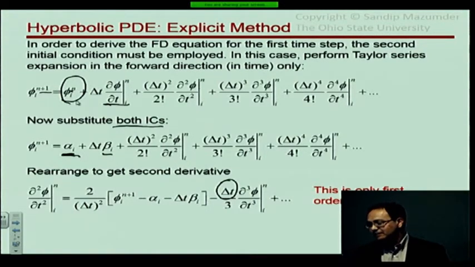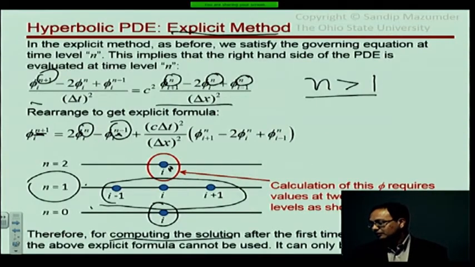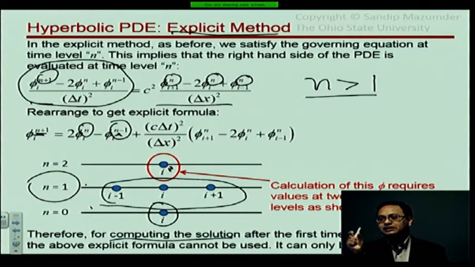Same thing is happening here. In the previous formula that I showed you, this one has second order in time, but that's just fortuitous because we use the same delta t in going from one time step to another. If you don't use the same delta t, then you are not going to get second order accuracy with that.